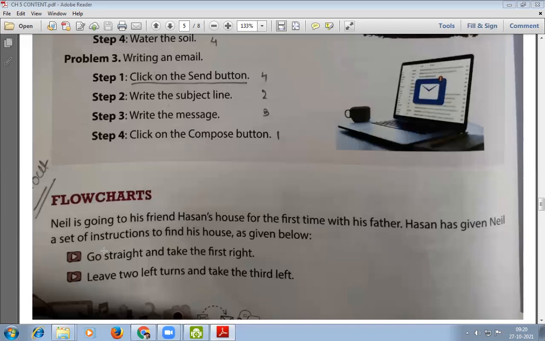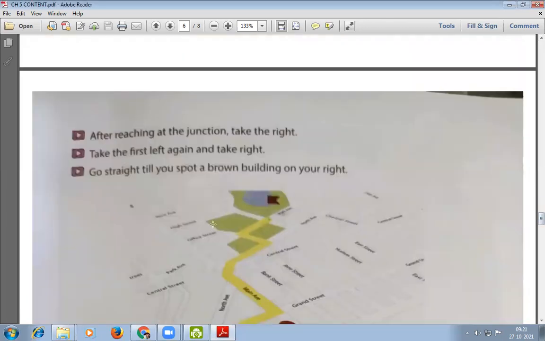First one is go straight and take first right. Second one, leave two left turns and take the third left. After reaching the junction, take the right. Take the first left again and take right. Go straight till you spot a brown building on your right. So basically, this is nothing but a direction, an instruction on how to find a house.